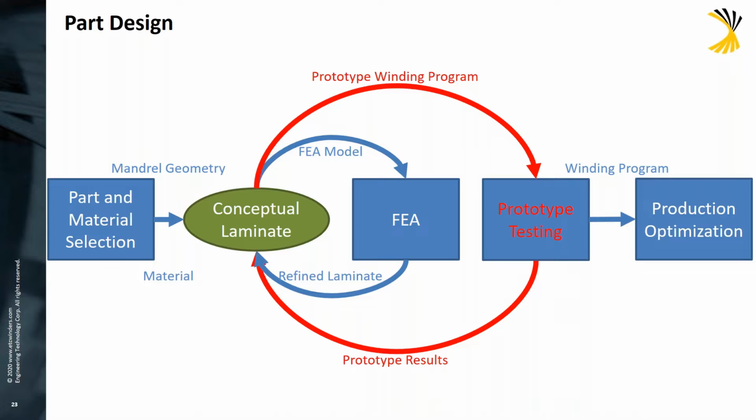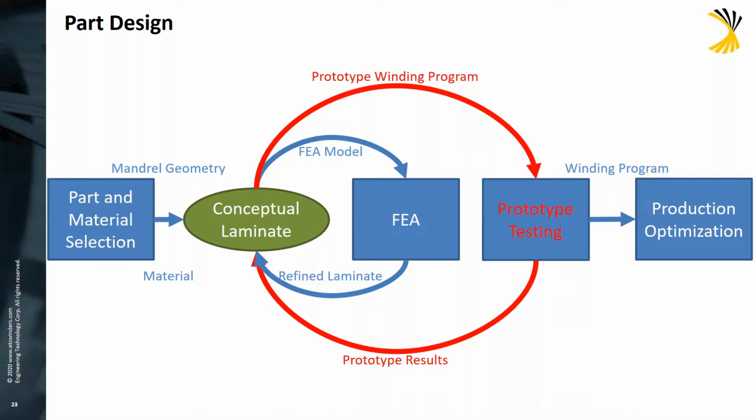The prototype loop, in contrast to the FEA loop, can be both costly and time-consuming to execute, as it involves the manufacture and mechanical testing of batches of prototype parts. A prototype winding program will need to be generated based on the conceptual laminate to manufacture the prototype. The manufactured prototype will then undergo appropriate mechanical testing to prove the viability of the potential design.